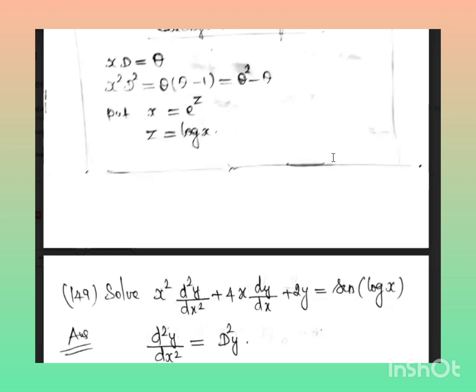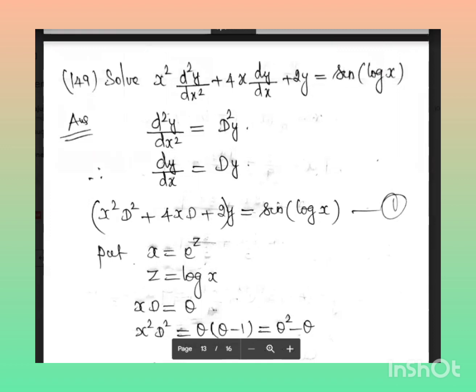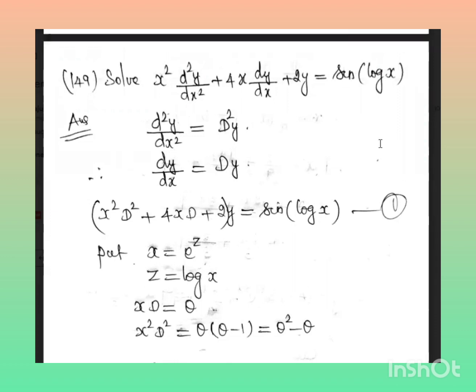Let us solve one example. Solve x square d square y by dx square plus 4x dy by dx plus 2y is equal to sine of log x. Here, this equation is called a second order differential equation with variable coefficient.